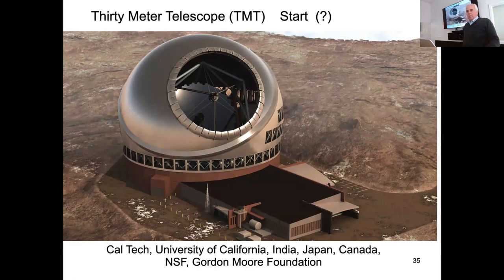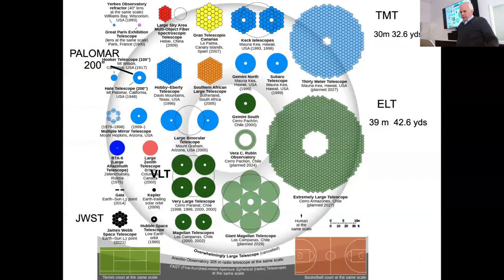The mirror, they did one of the mirrors at UCSC, didn't they? They're working on this technology, but as far as I know, they're not building mirrors at UCSC. Okay, this is a big combination project of Caltech, University of California, India, Japan, Canada, National Science Foundation, and the Gordon Moore Foundation. But this has been in planning for something like 20 years, and we don't yet have a start building this.